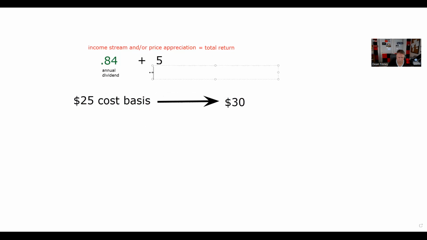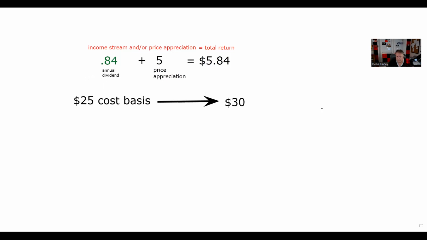And so my total return has been $5.84. Now, by the way, you got to be a little careful here, Erica, because if this said I own the Bank of America stock for 2 years, then I would have made $1.68 there. I'd have to times that by however many years they told me, because I would have got that 84 cents each year.